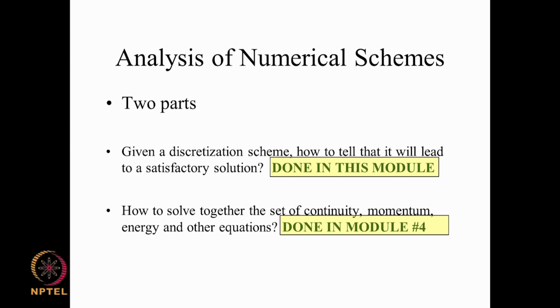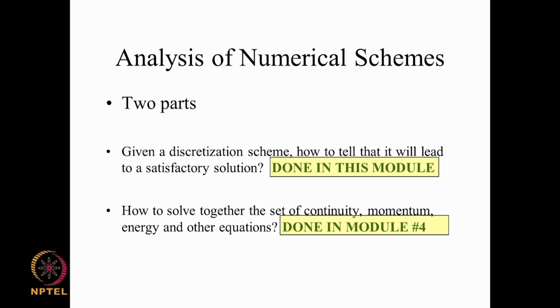In the first part, we try to answer the question: given a discretization scheme, how to tell that this scheme, consisting of the specific approximations that we make for the derivatives that appear in the governing equation, will lead us to a satisfactory solution. This is a question that we will address in this module. But there is also the analysis of numerical schemes answering a different question, that is how to solve together the set of continuity, momentum, energy equation and other equations, and that is going to be done in the next module, module 4.